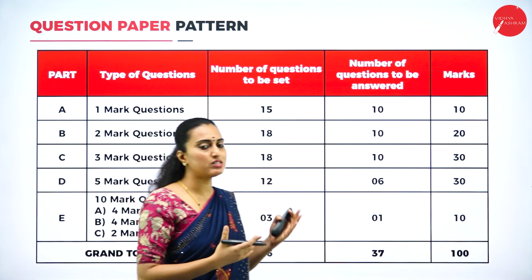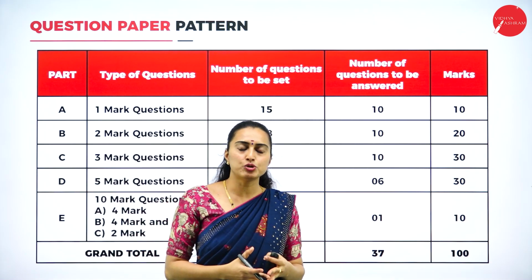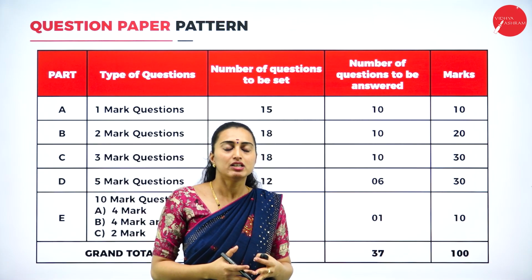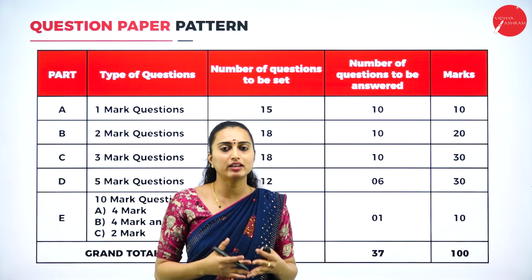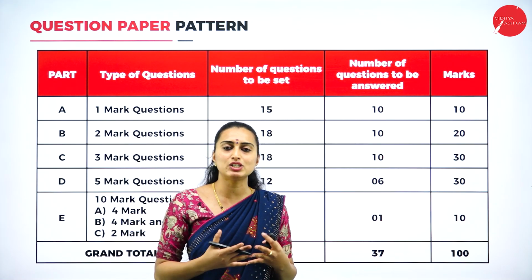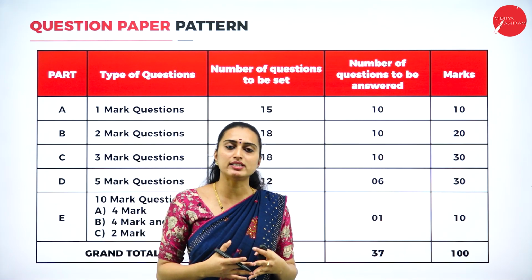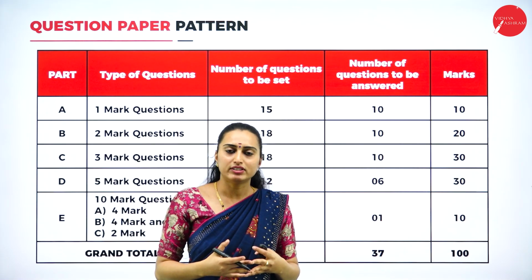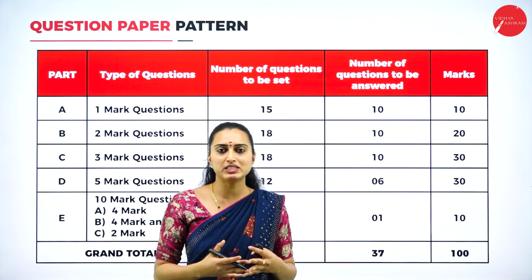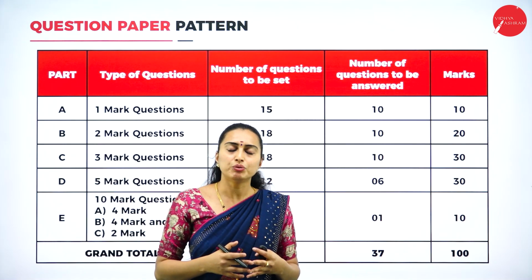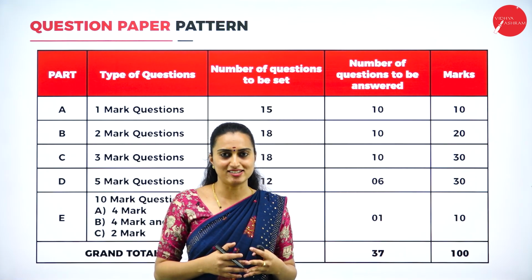1-marker 15 questions, you need to answer any 10, and 2-marker 18 questions will be set. You need to answer any 10. 3-marker again 18 questions will be set. You need to answer any 10. And 5-marker 12 questions have to be set. You need to answer any 6. And then 10-marker 3 questions will be set, which is A, B, C pattern. You need to answer any 1 question, dears.